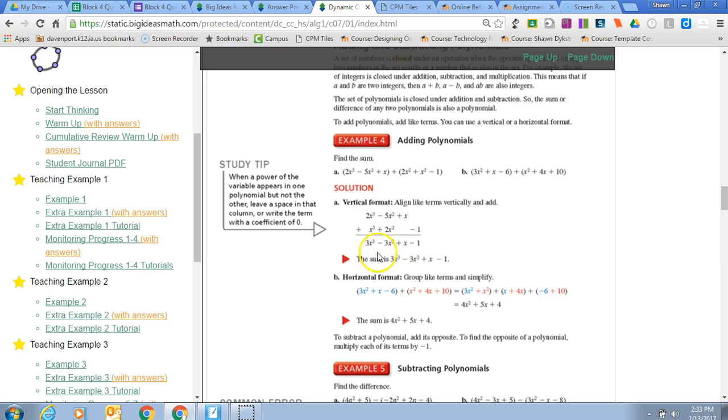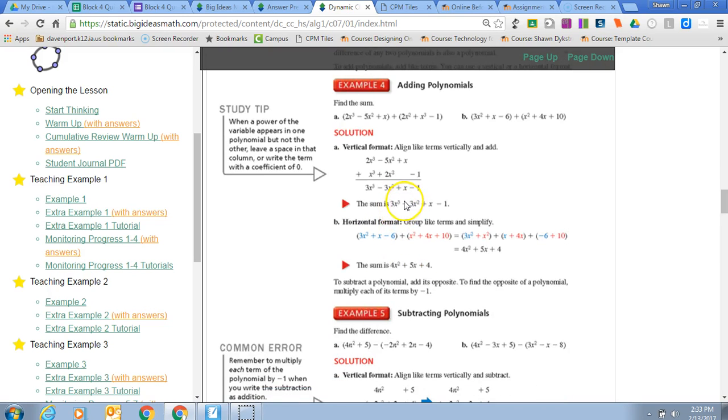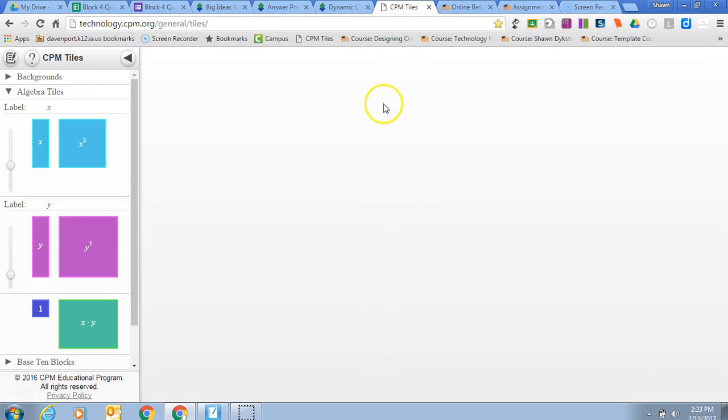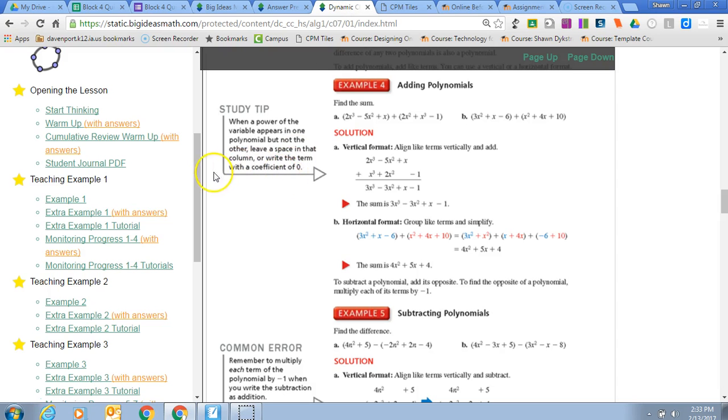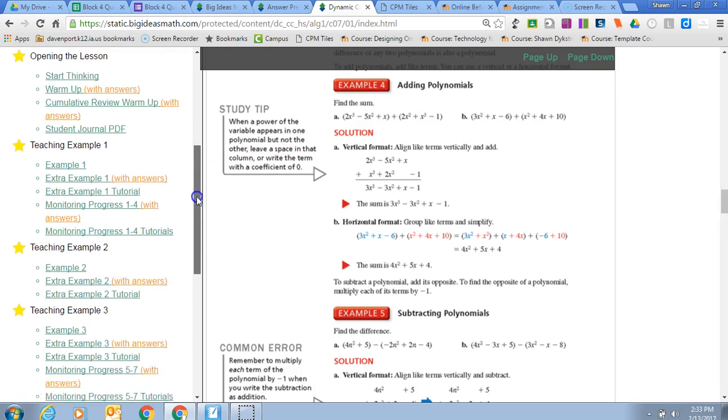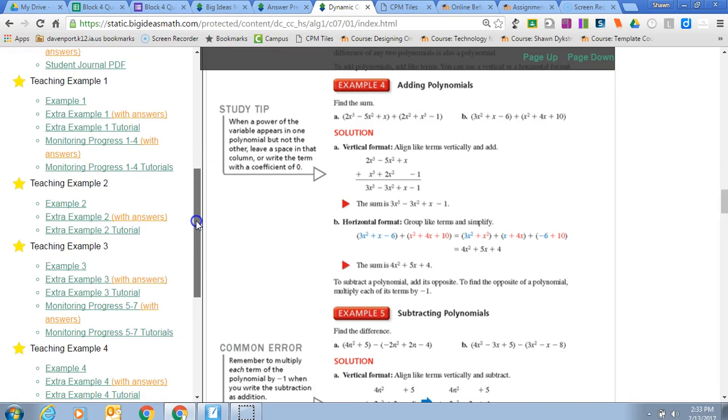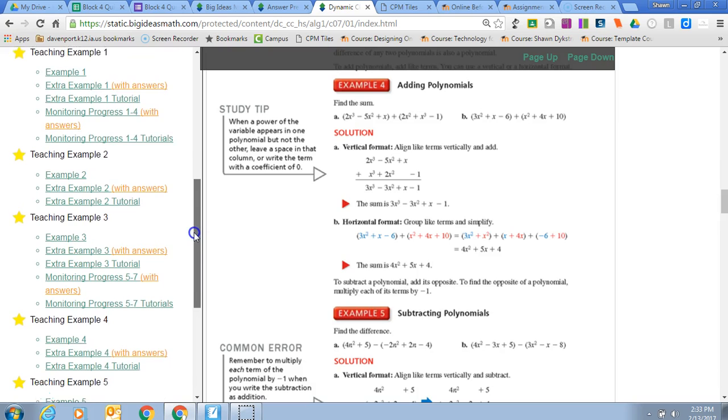The interesting thing about the way that this is set up is there's still obviously plenty of opportunity for misconceptions and misunderstandings. Each of the examples comes with, what you see over here, a tutorial. So if I'm looking at example 4 and don't understand the vertical format, I'm unable to manipulate the algebra tiles correctly, the book comes pre-prepared with some tutorials. So I'm going to look for the example 4.